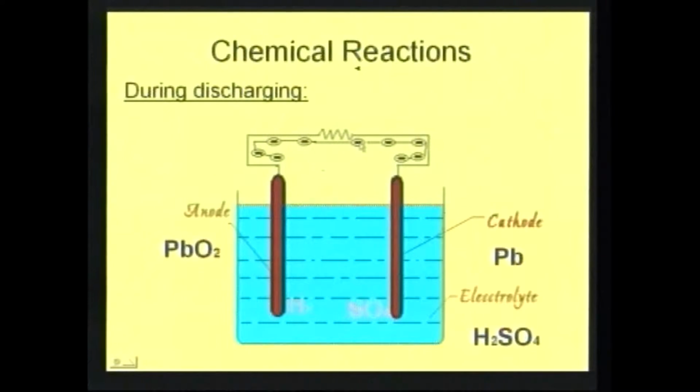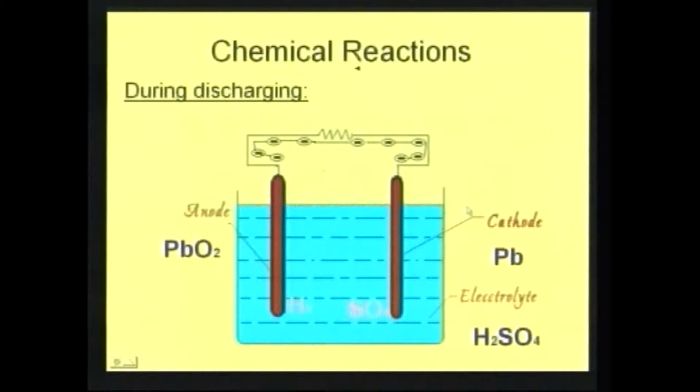Now we look into the chemical reactions occurring during discharging of lead oxide cell. During discharging, here we see the anode, which is made up of lead oxide. Here the cathode is made up of lead. We have H2SO4 as electrolyte.